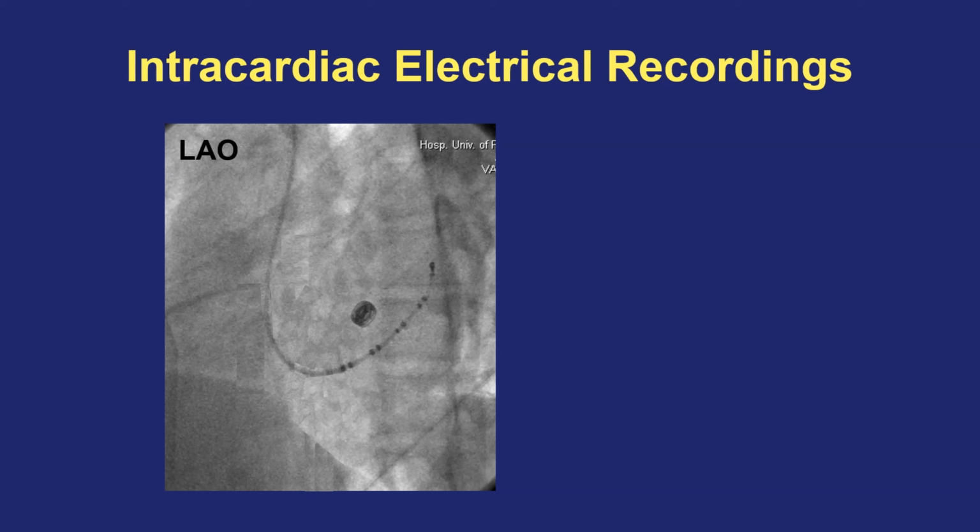This catheter is sitting in the coronary sinus between the left atrium and the left ventricle along the posterior aspect of the mitral valve. And here I've outlined roughly in this LAO view where the left and right atria might sit.